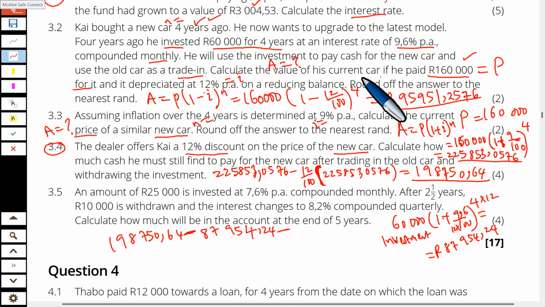Calculate the value of his current car if he paid this and depreciate on the reducing balance. So in other words, if he paid this, then the value of the new car is going to be this. So if he trades it in, this is the trade-in. The trade-in is 95,951.2576. That is the trade-in. This one is the investment.